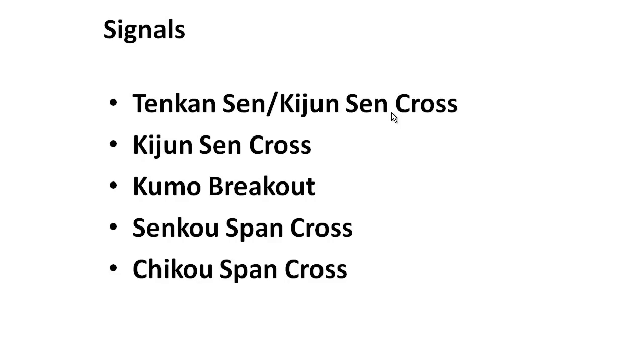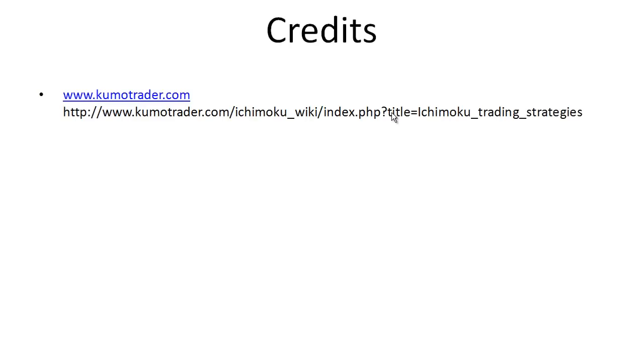The signals are the Tenkan-sen, Kijun-sen cross, I'll just say TK cross, which is where price actually passes through Kijun and closes above. The Kumo breakout, which is where price breaks above the Kumo and closes above. The Senkou span cross, which is also called the Kumo twist, which signals a change of trend, and usually I use that for a confirmation signal. And the Chikou span cross, where Chikou crosses through price, and it's used for confirmation as well.